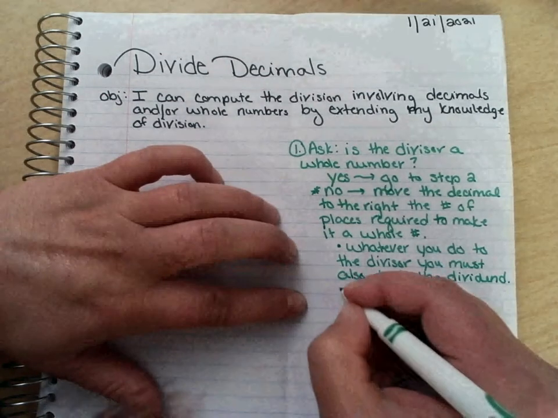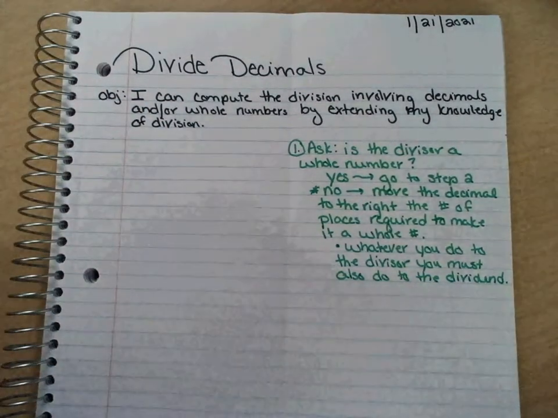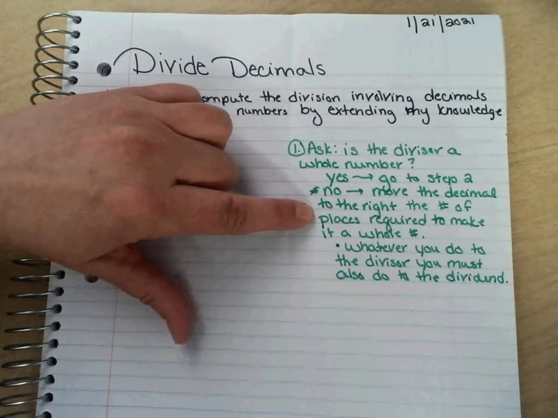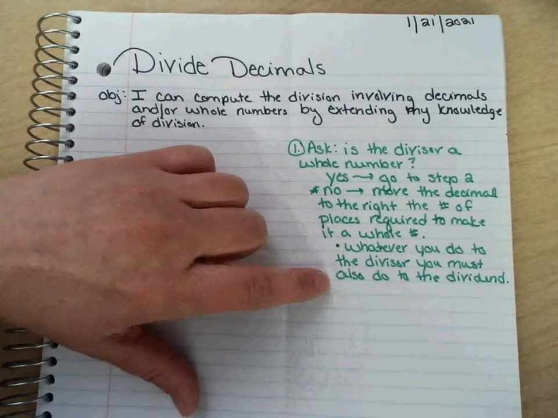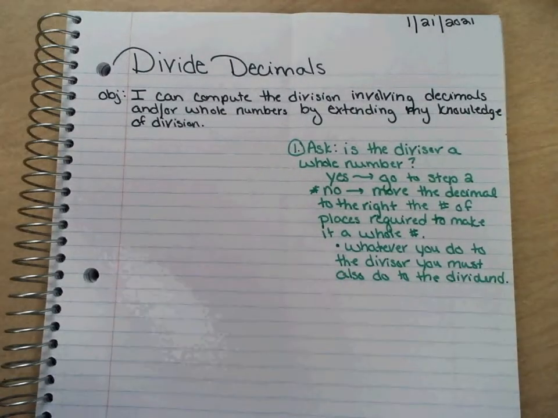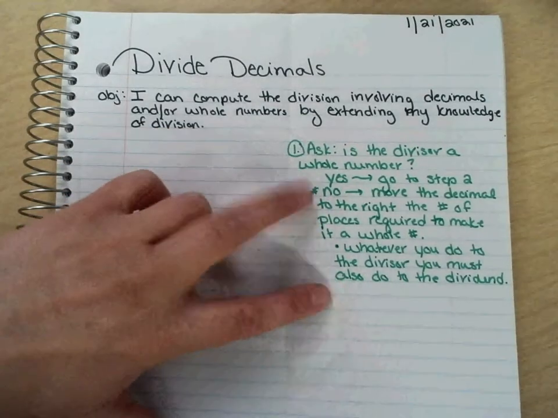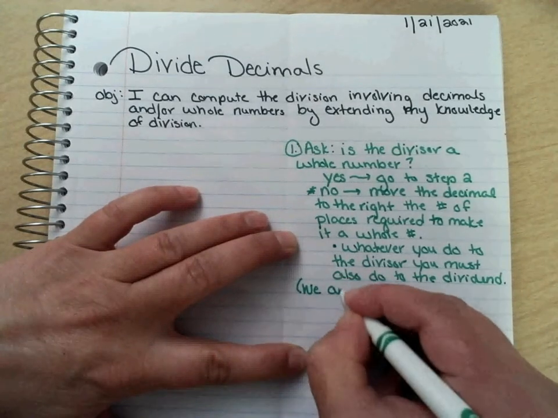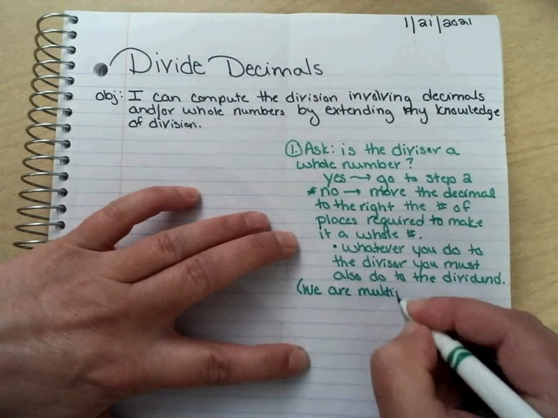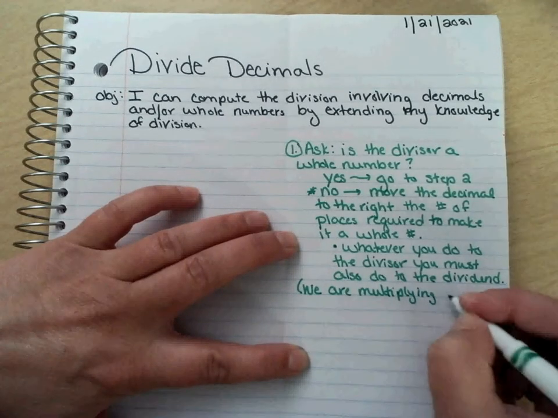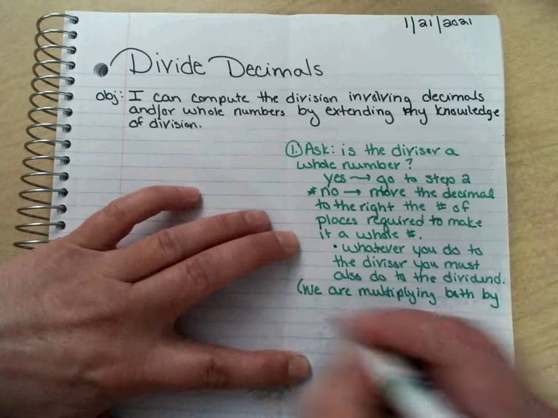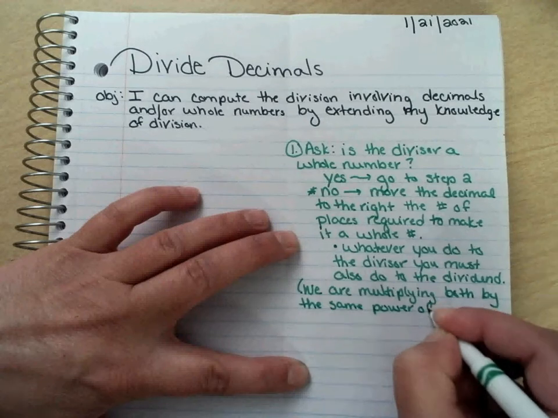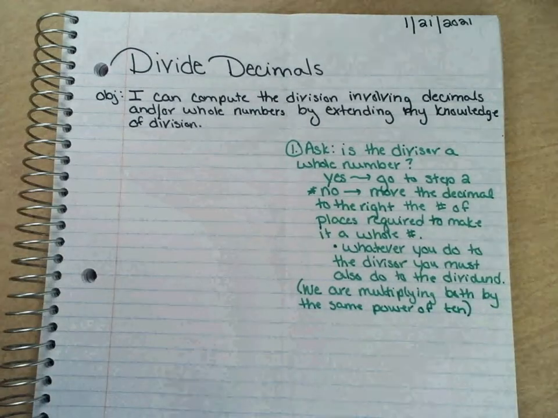Okay? So if I move my decimal 2 places to the right in the divisor, I have to do the same thing to my dividend. Okay? So it's almost like we're multiplying by powers of 10. We're multiplying both of them by the same power of 10. I'm going to write that down. So we are multiplying, because I'm moving my decimal to the right, both by the same power of 10, which is something that we've been working on. Okay?